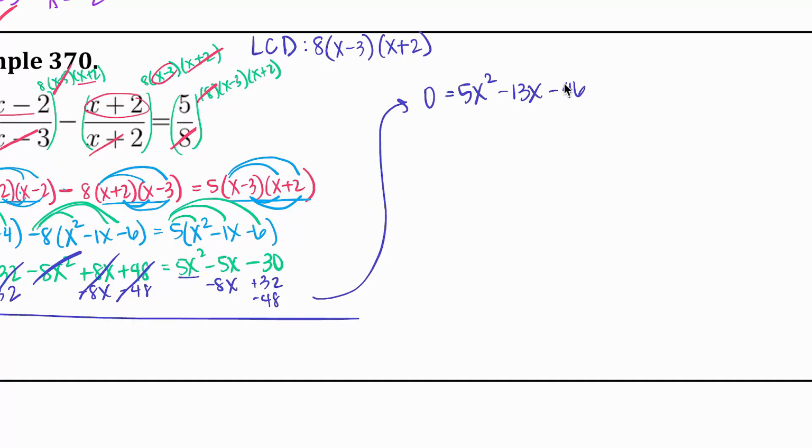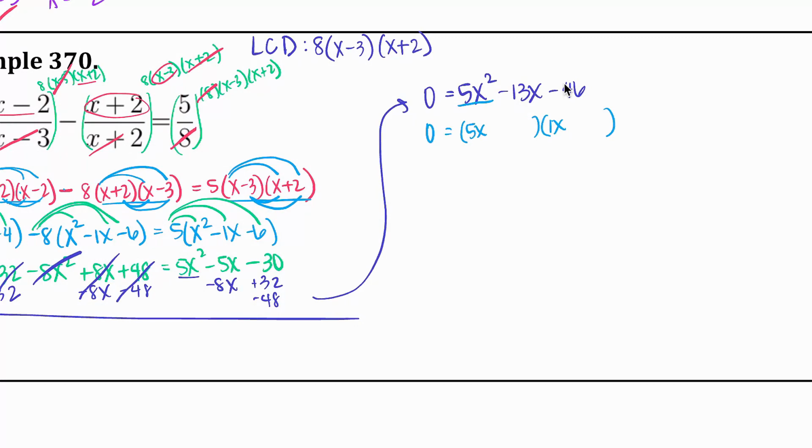Okay, so now we've done most of the work, but we still need to go ahead and factor this. So when we factor this, you can factor by grouping, or some of you are getting pretty good at guessing and checking here. So we can think about it this way. To get 5x squared, I have to have a 5x and a 1x. There's no other options. That's the only way we can get to 5x squared.